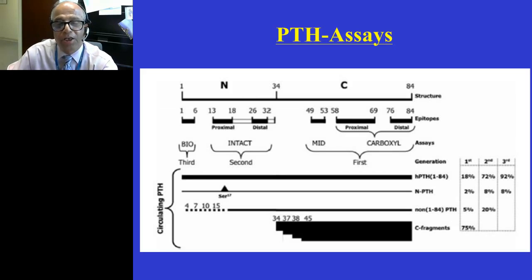In a little corner here, you will see that the 1 to 84 compounds in the third generation have a 92% probability of detecting the intact hormone, whereas carboxy terminal had only a 78% probability of detecting the parathyroid hormone. So the newer assays are much better. I'll give you some examples of problems with the different assays currently.